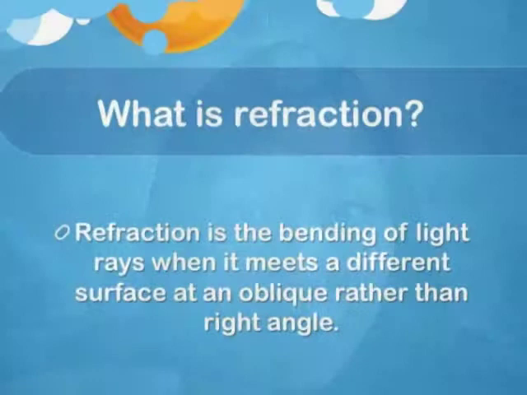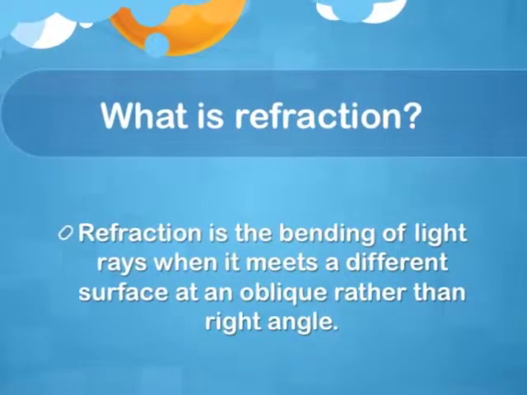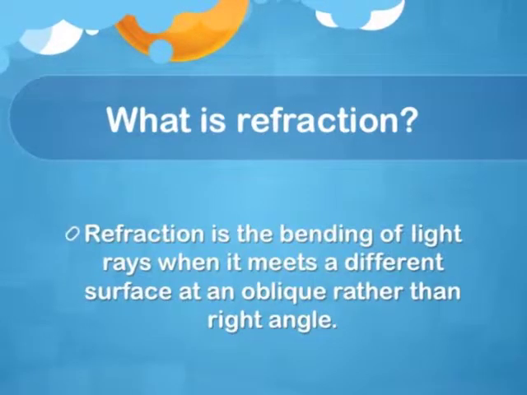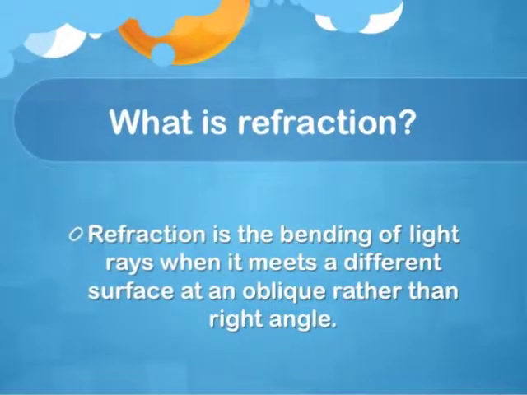Now, the first question we must ask ourselves is, what is refraction? Refraction is the bending of light rays when it meets a different surface at an oblique rather than right angle. In other words, as light hits an object, it will bend, deflect, or disperse through and around that object.